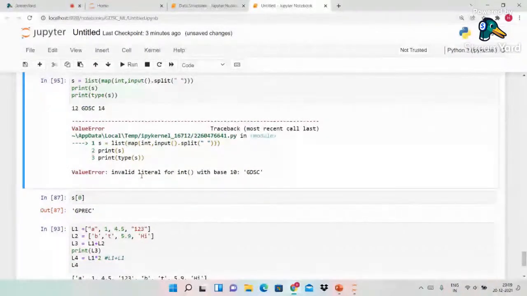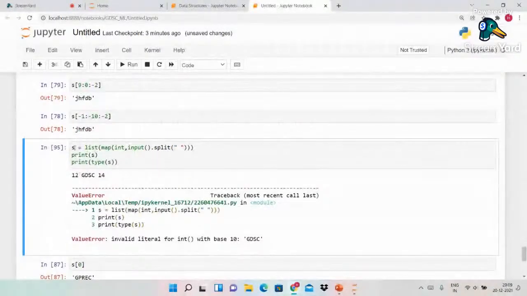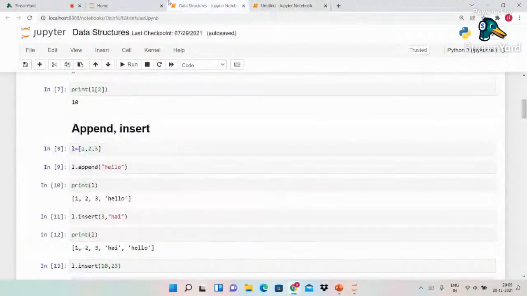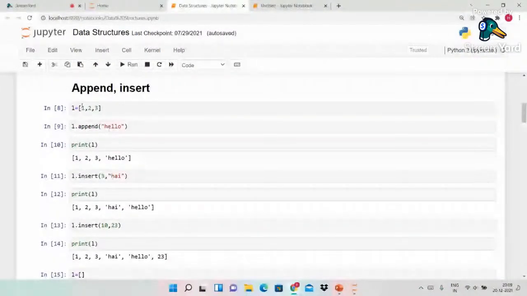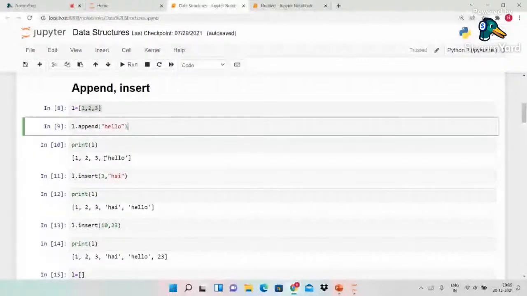So I told you this particular list will contain values of only one type, okay? But what if I want a list of different data types, but at the same time I want it to be taken at runtime? How do we deal with that? That is where this append comes to the rescue, okay? So now we have L 1 2 3 and we're writing hello. That is appended, and here is the output, okay?